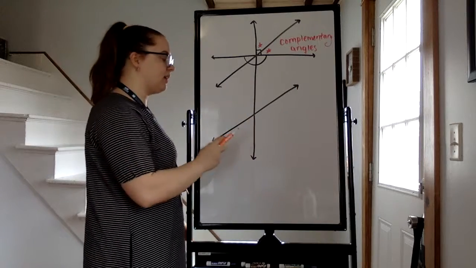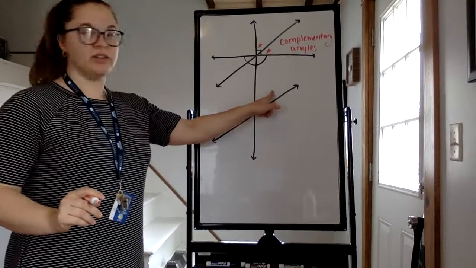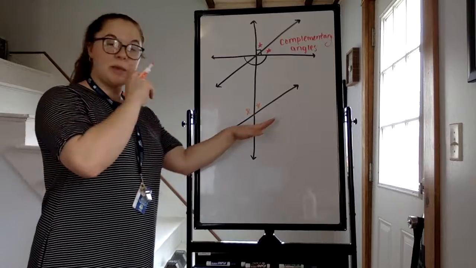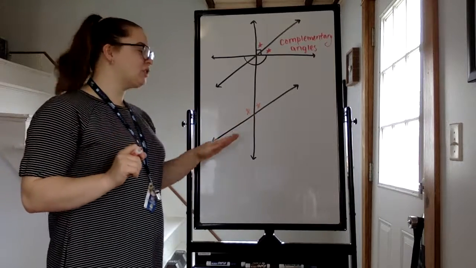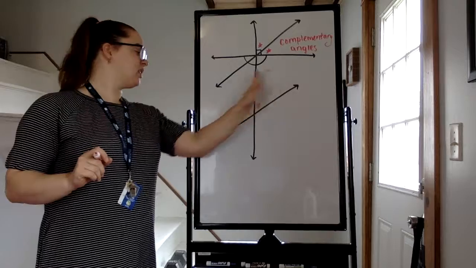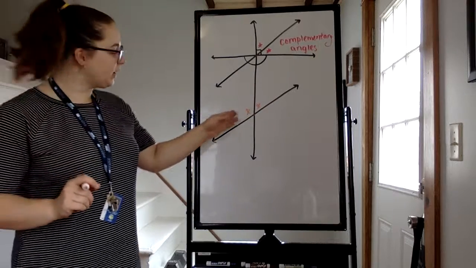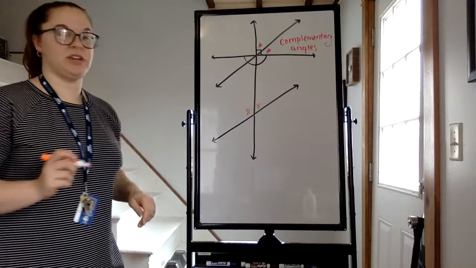So I'm going to use this one down here, and we can see that these two angles are what make up this 180 degree line. They make up the line. So these two angles here are supplementary.